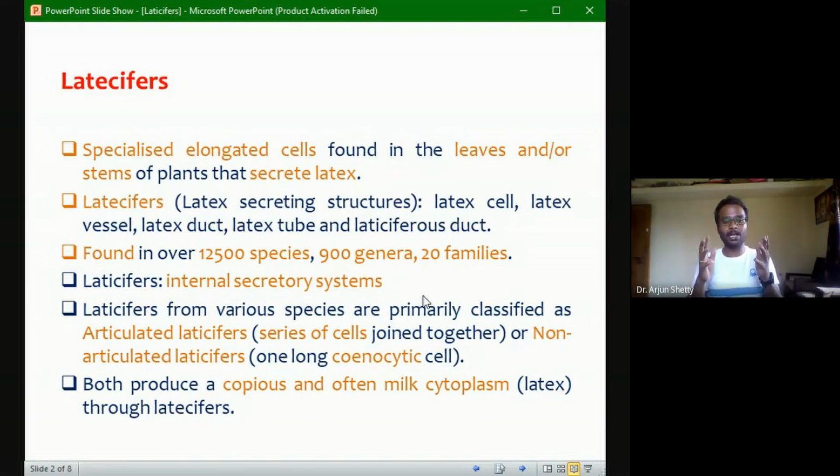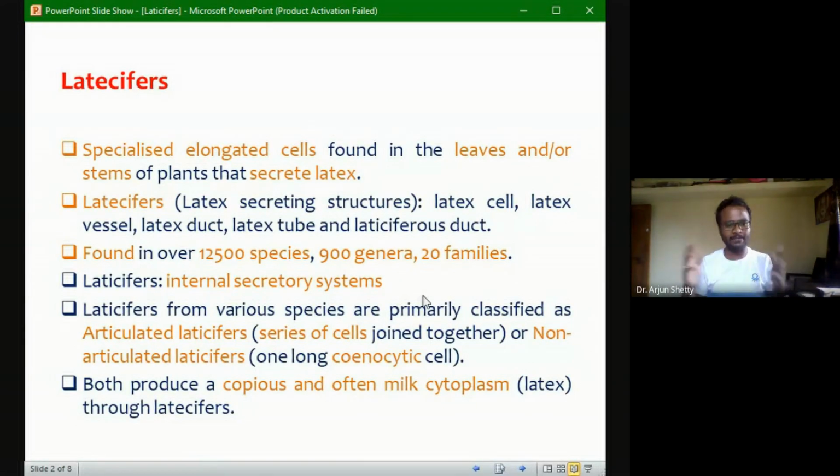Again, the articulation of laticifers varies from plant to plant. Some plants will have 10 cells, some 100 cells, some many more. So articulated laticifers contain a series of cells joined together, one cell attached to another cell attached to another cell, and it goes on like this. Non-articulated laticifer cells are those which are only unicellular. Both are considered laticifer cells because they release a huge amount of latex.